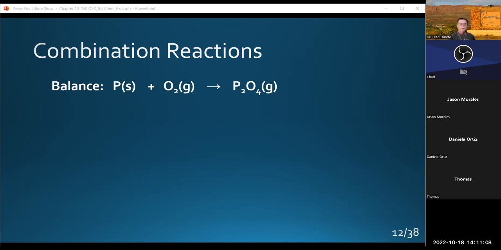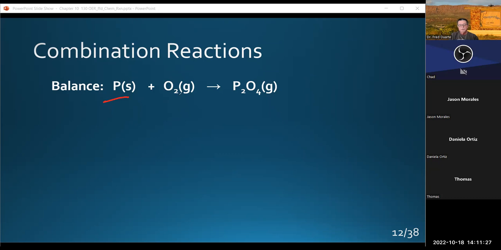And we're asked to balance it, okay? So in here, like we've been doing before, we're going to do a little trial and error. Here we got one phosphorus all by itself. Leave the phosphorus, the element, all by itself. Save that for last. That's going to come in handy.